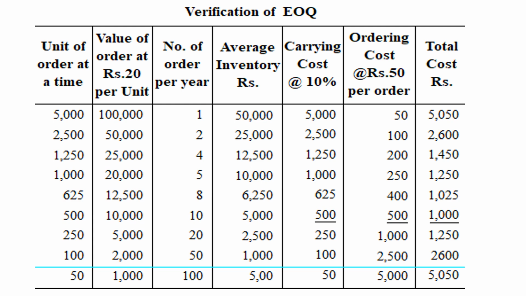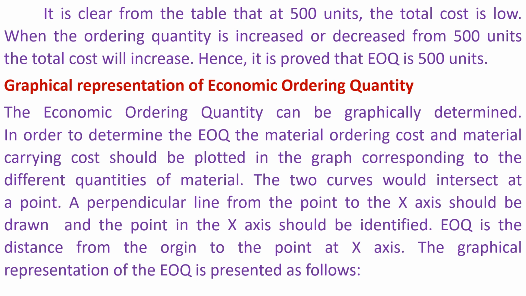The values in the fifth column are calculated by multiplying the values in the fourth column by 10%, that is 0.1. Values of the sixth column are the multiplication of the values in the third column with 50. The last column is the sum of the values of the fifth and sixth columns. It is clear from the table that at 500 units, the total cost is low. When the ordering quantity is increased or decreased from 500 units, the total cost will increase. Hence, it is proved that EOQ is 500 units.